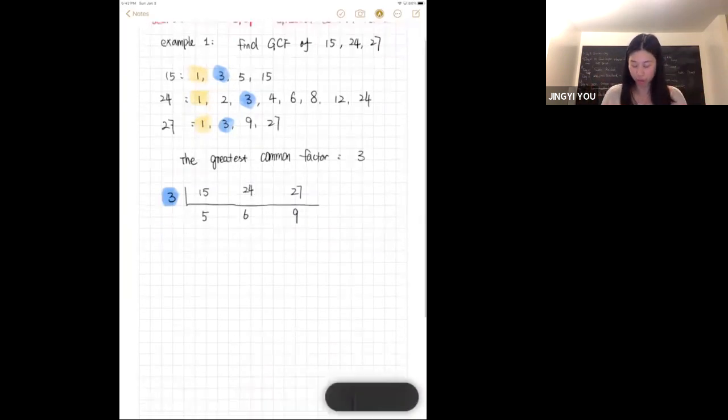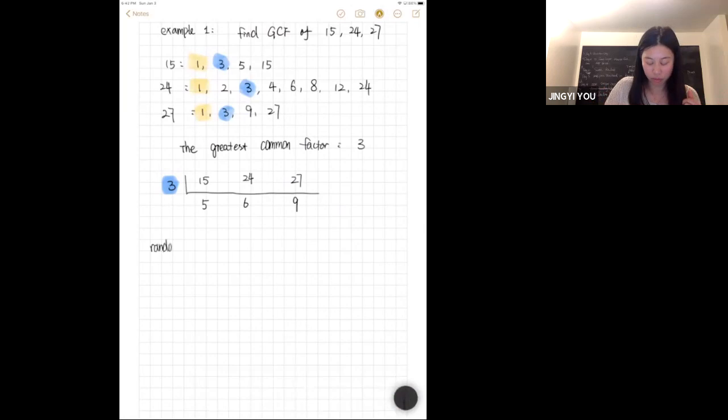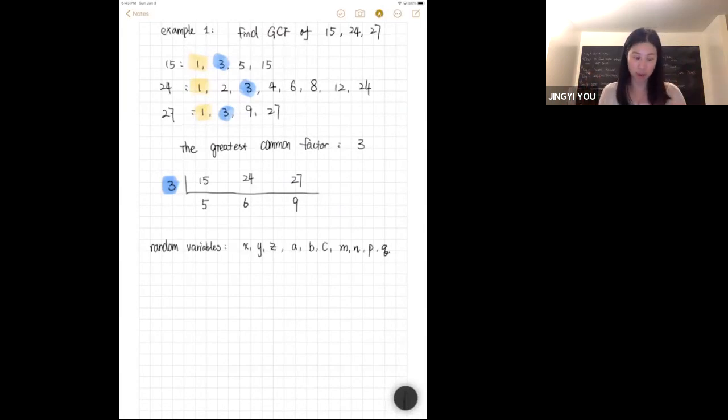Now I want to apply this method to a slightly more complicated example involving variables. So what are variables? A variable, in short, means an unknown number. We use letters to represent them, such as x, y, z, or sometimes the letters A, B, C, or M, N, P, Q. Those letters represent unknown numbers. We call these variables.